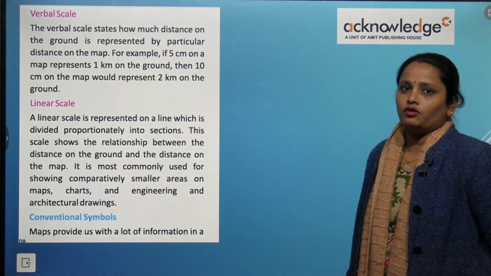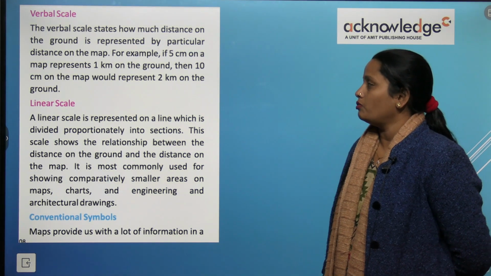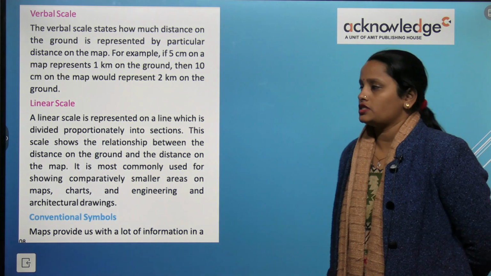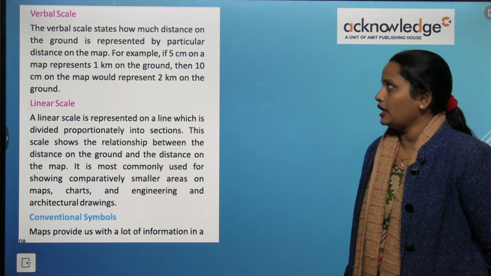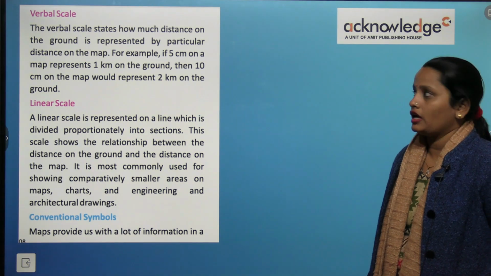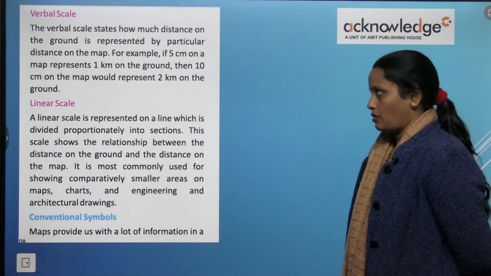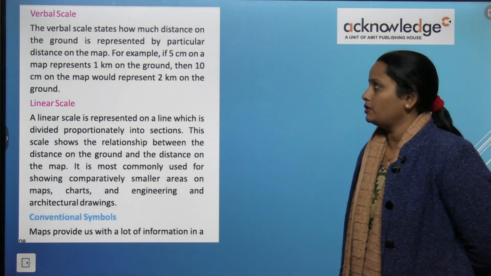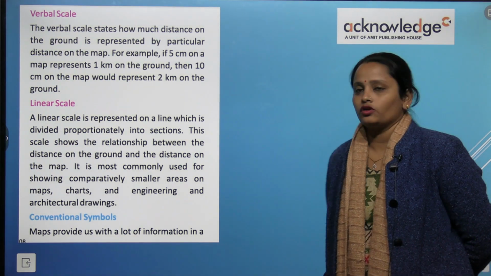The next is the verbal scale. The verbal scale states how much distance on the ground is represented by a particular distance on the map. So ये जो verbal scale है ये बताता है कि कितना distance जो है ground में है जो represent कर रहा है about the particular distance map का. For example, if 5 centimeter on a map represent 1 kilometer on the ground, then 10 centimeter on the map will represent 2 kilometer on the ground.